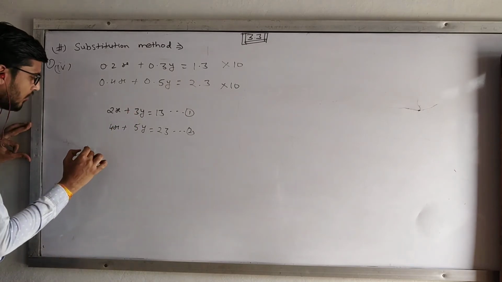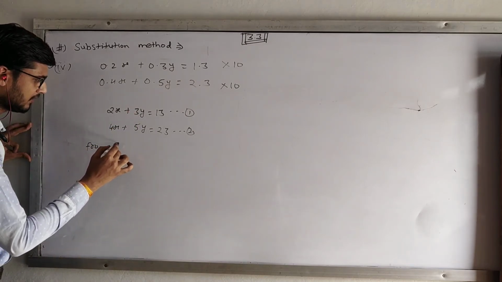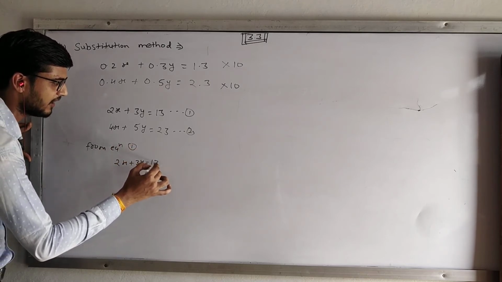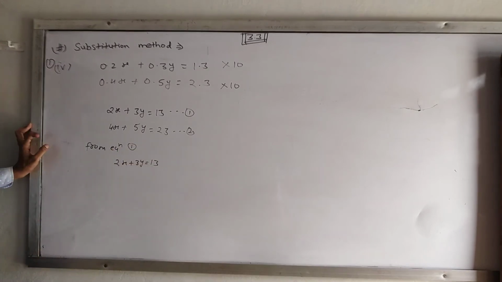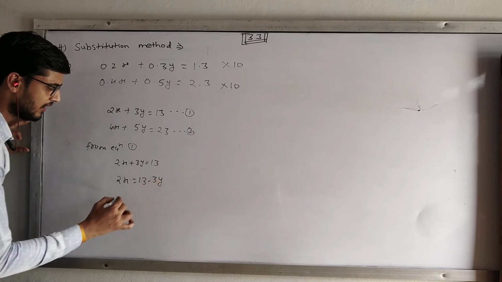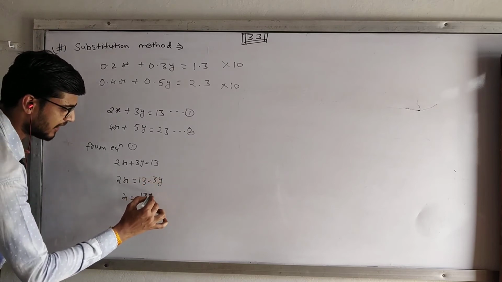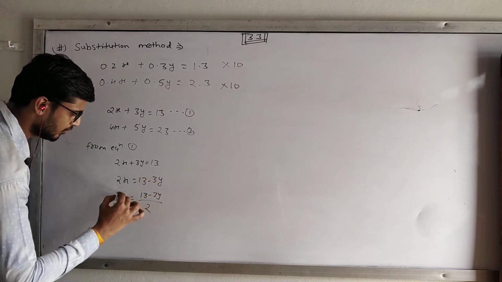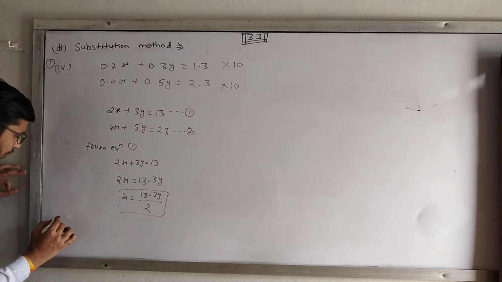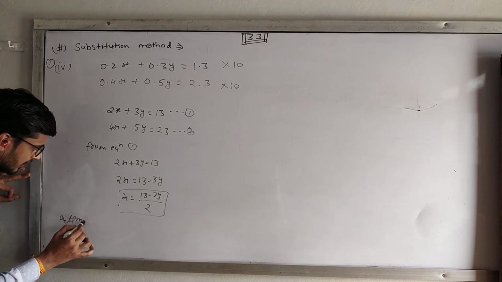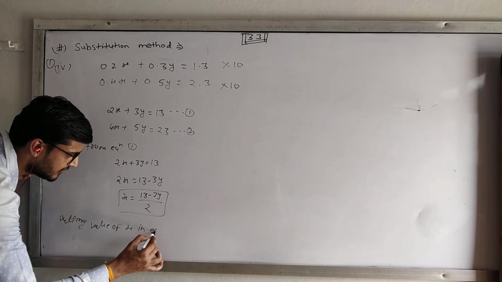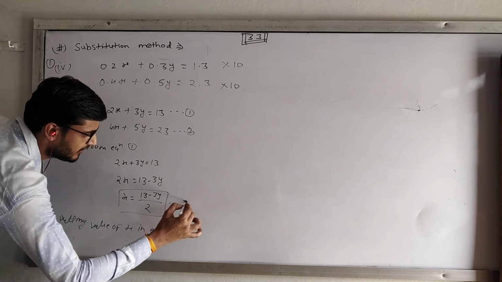So from the first equation, 2x plus 3y equals 13, we find the value of x in terms of y. So 2x equals 13 minus 3y, so x equals (13 minus 3y) by 2. This value of x we put in the second equation. So we write, putting the value of x in the second equation. This is our third equation.